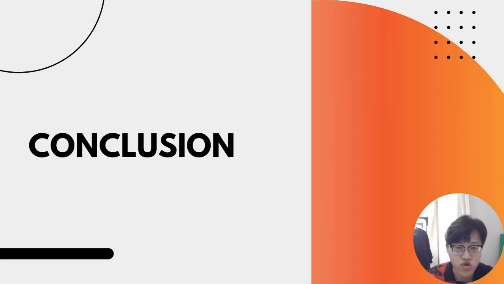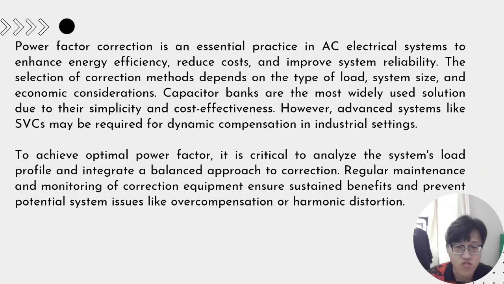Now we go to the conclusion. Power factor correction is an essential practice in AC electrical systems to enhance energy efficiency, reduce costs, and improve system reliability. The selection of correction method depends on the type of load, system size, and economic considerations. However, capacitor banks are the most widely used solution due to their simplicity and cost-effectiveness. However, advanced systems like HVC may be required for dynamic compensation in industrial settings.